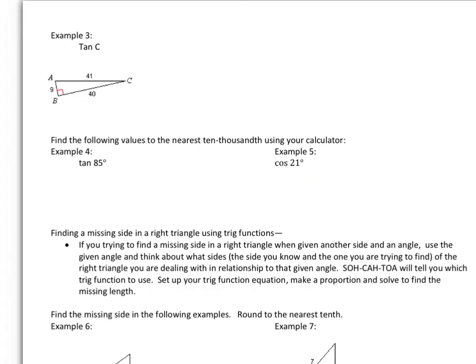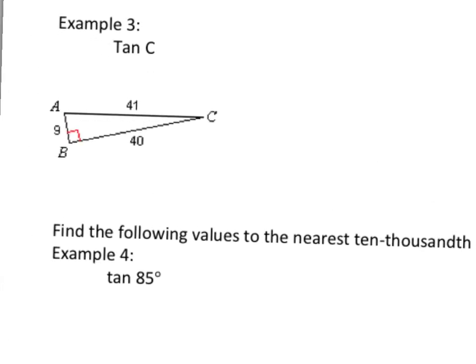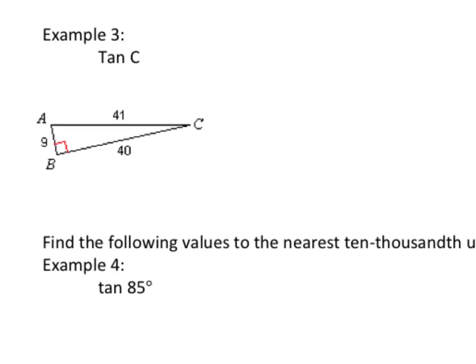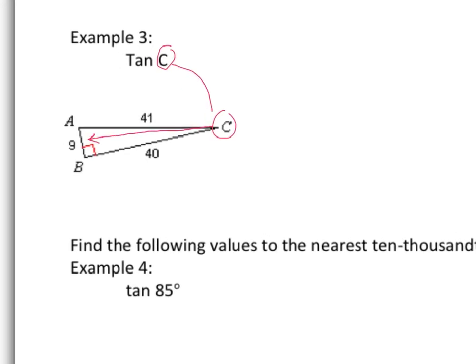Our next one, we have tangent. So again we say what angle do they want us to look from, and that's angle C, which gives us perspective, and it tells us that 9 would be considered the opposite side. Your right angle is B, so 41 is the hypotenuse, the side opposite the right angle, which leaves 40 as our adjacent. Knowing those sides, we refer to the trig function they want us to use.